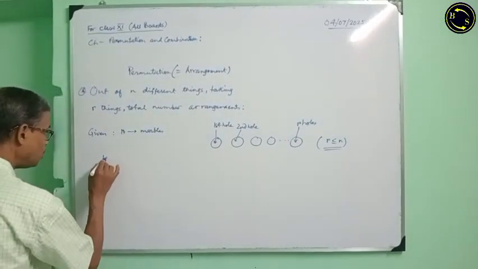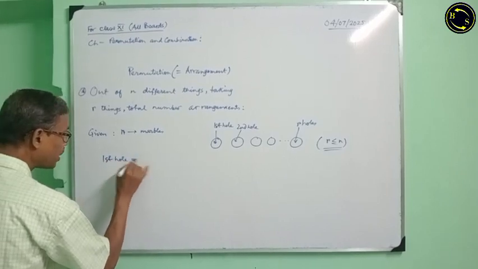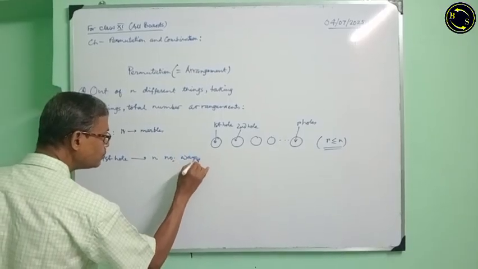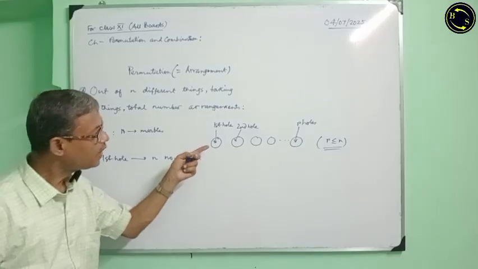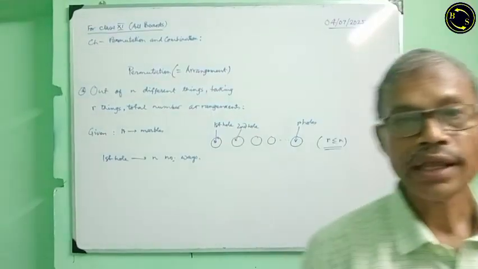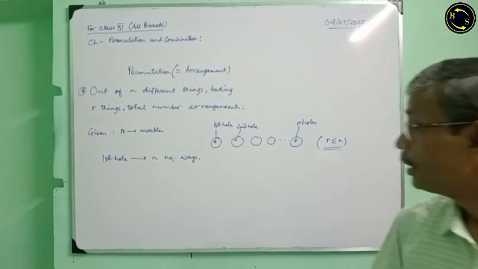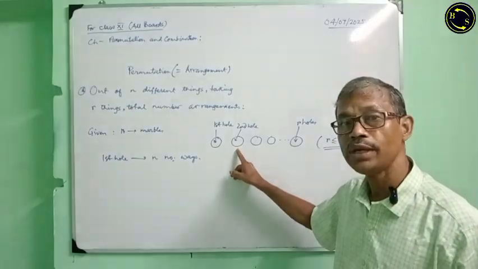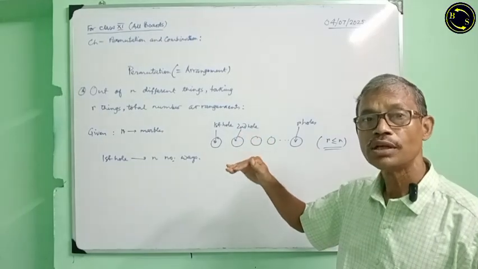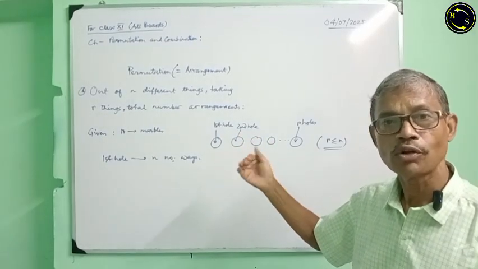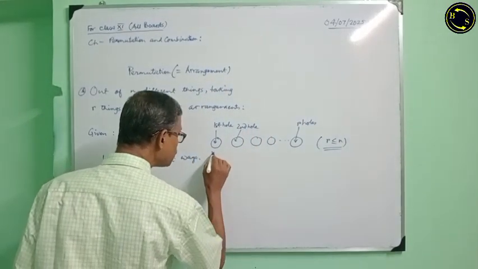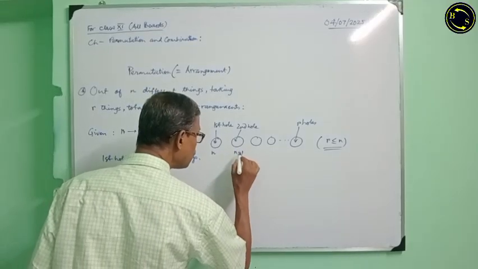First hole can be filled in n number of ways. Now after filling the first hole, the number of marbles you have is n minus 1. Then the second hole can be filled in how many ways? Out of those remaining n minus 1 marbles, automatically in n minus 1 ways. I write here like this, n ways, then n minus 1 ways.